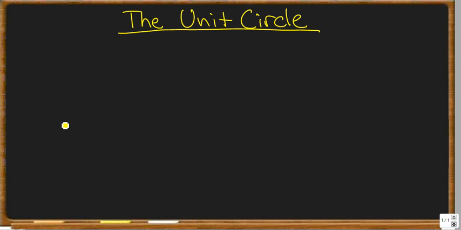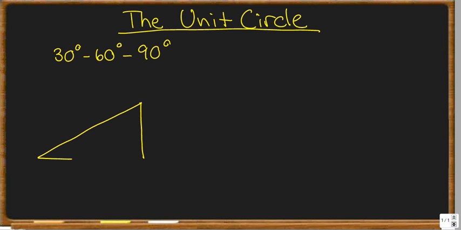The first special triangle that we have is going to be a 30, 60, 90. We'll have our 30, our 60, and our 90. Anytime you have a triangle like this, the sides are always the same, right? Because it's similar triangles. If we had a hypotenuse of 2, the other sides would work as such.